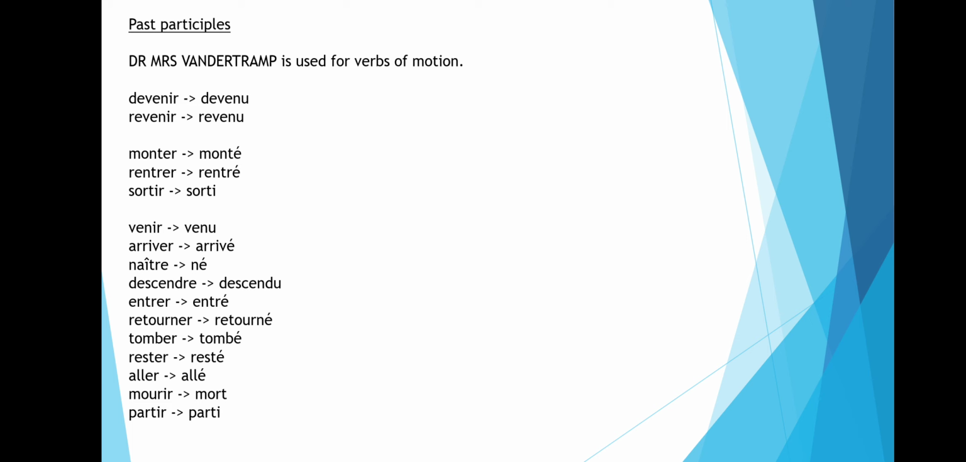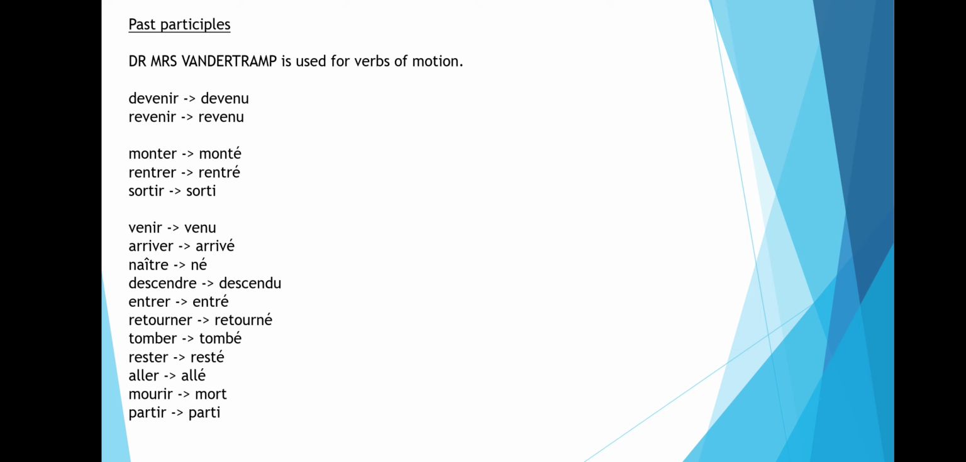So the formation, the order is still the same, just the past participle changes. So we use Dr. Mrs. Van der Tramp for verbs of motion. Devenir is devenu, revenir is revenu, monter, monté, rentrer, rentré, sortir, sorti, venir, venu. That was irregular. Arriver, arrivé, naître, né. Another irregular.